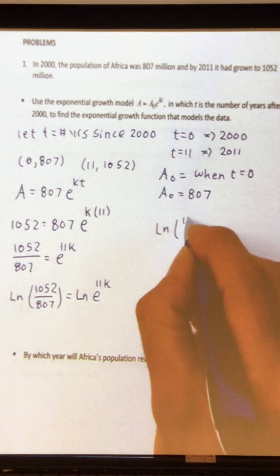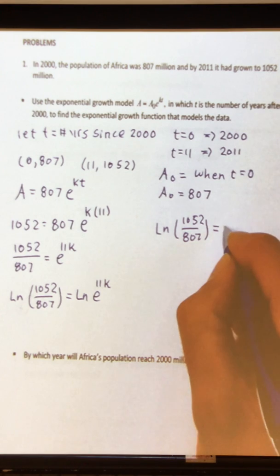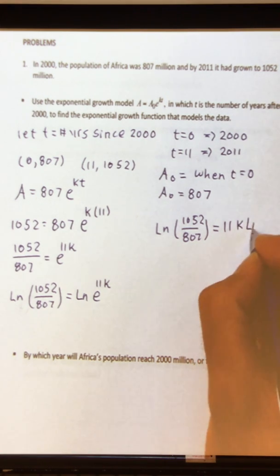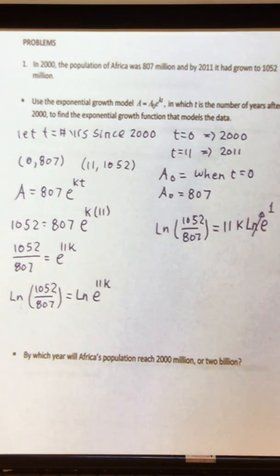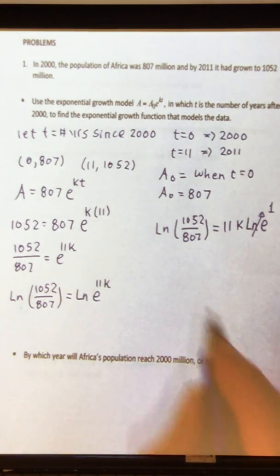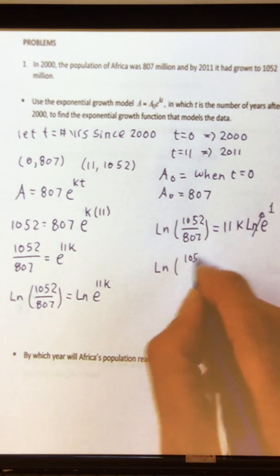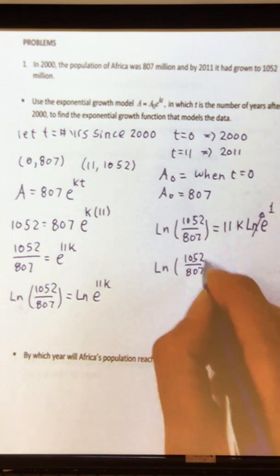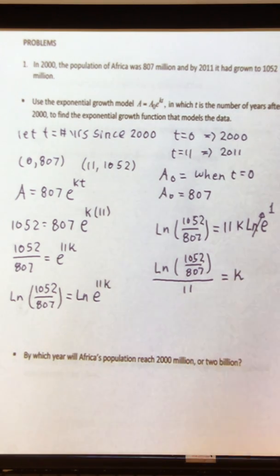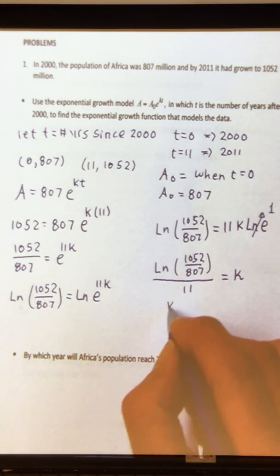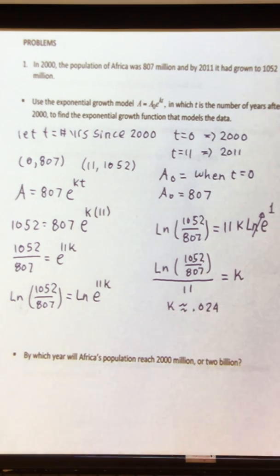So the natural log of 1052 divided by 807 is equal to 11k natural log e. Natural log e is 1. So we'll have 11k is equal to the given logarithm, and dividing both sides by 11 will give us the natural log of 1052 divided by 807, all divided by 11 as our value of k. And on the calculator, we need to get a decimal approximation for that, and we'll write 0.024 as its value.